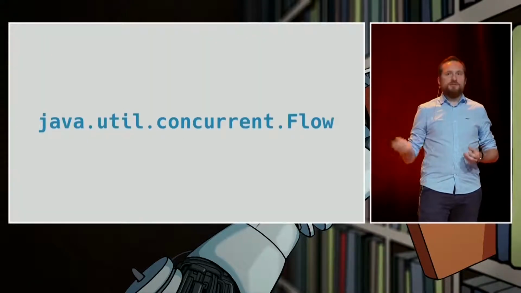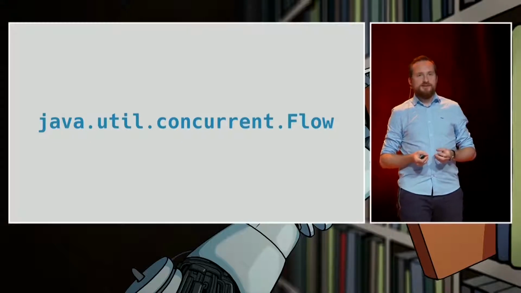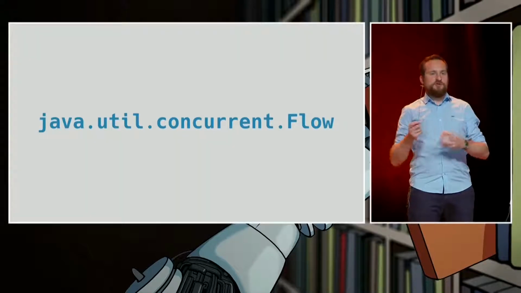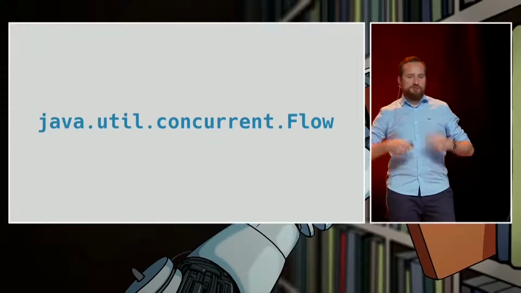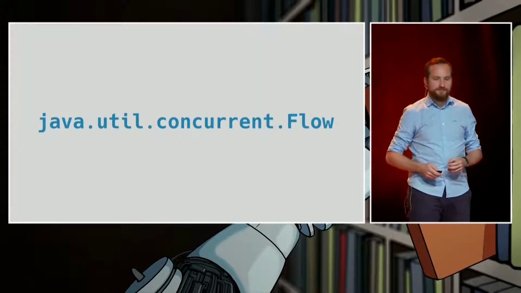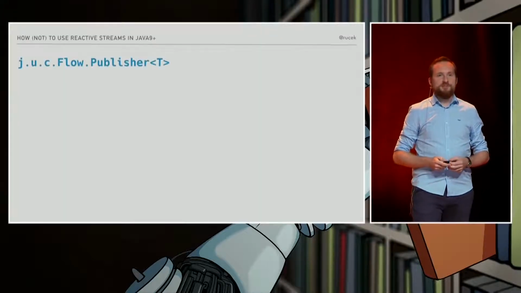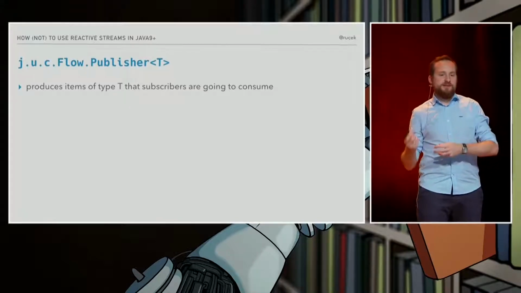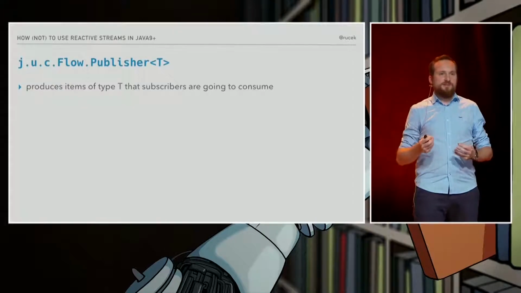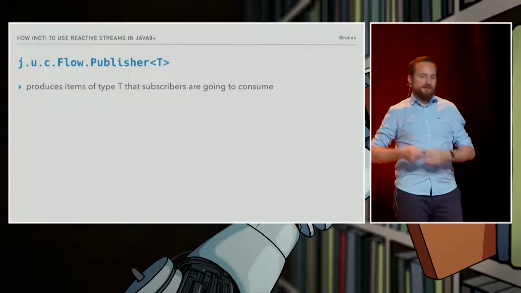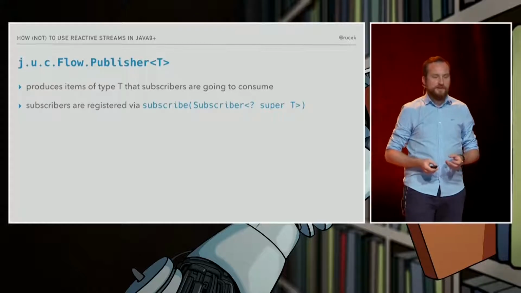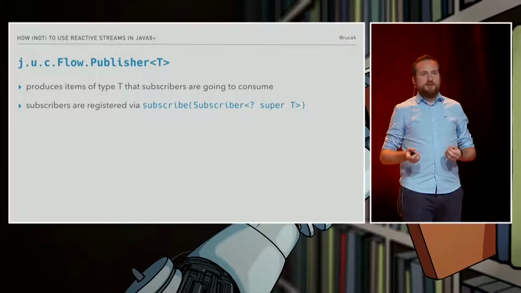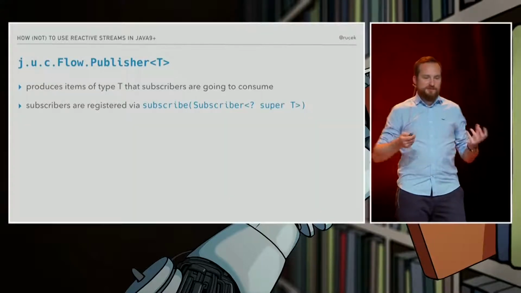Now, starting from Java 9, there are some new interfaces in the java.util.concurrent.Flow class. There are four of them. I'm now going to quickly cover what they are for and what they look like. The first one is the Publisher, and it's pretty straightforward. Basically, it produces elements of some given type T, and it can send them to subscribers that are then going to consume those elements. It exposes a single method called subscribe, which subscribers use to connect to the publisher.